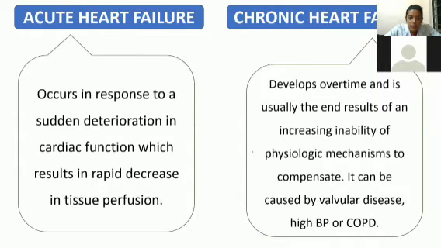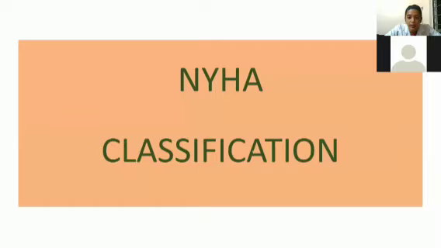Acute heart failure and chronic heart failure: if a sudden deterioration in cardiac function occurs, then it is acute. If it occurs gradually due to chronic diseases like high BP or COPD, we call it chronic heart failure. So these are the major classifications. Even forward and backward failure is also there. Now, the NYHA classification. What is NYHA?